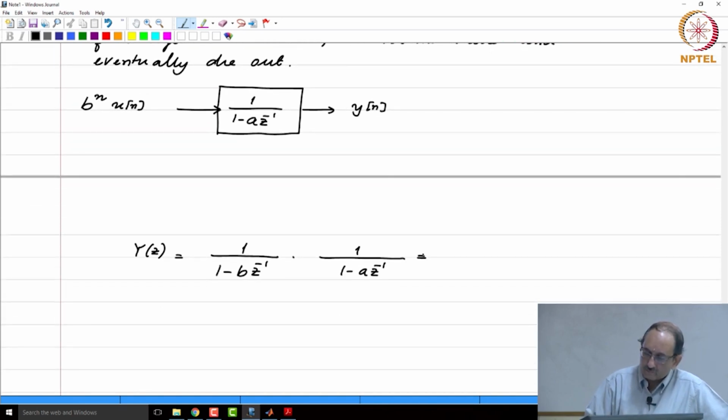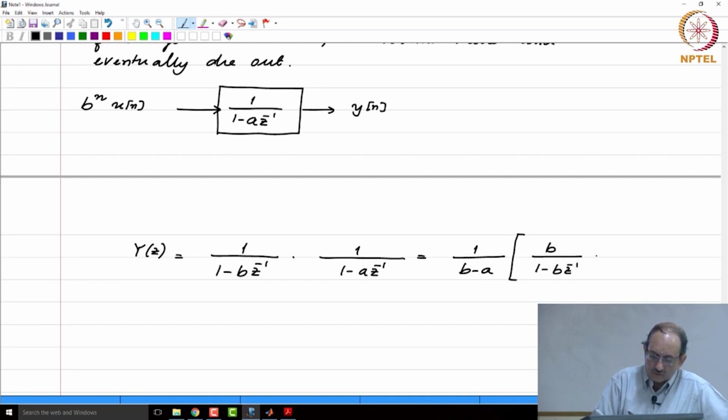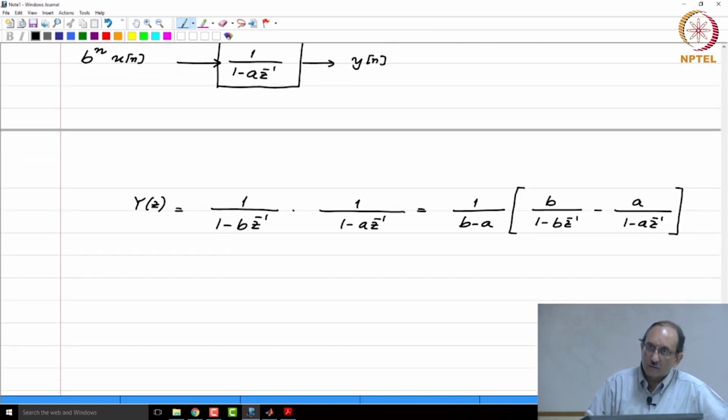and when you do partial fraction expansion, you get 1 by b minus a, b by 1 minus bz inverse minus a by 1 minus az inverse. Very easy to see that when you simplify this, you get back Y of z.